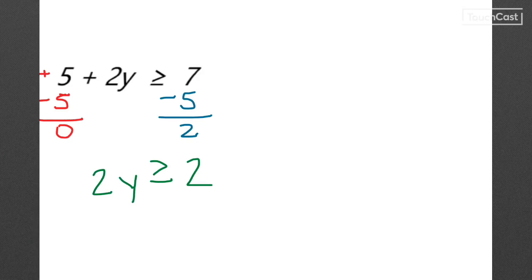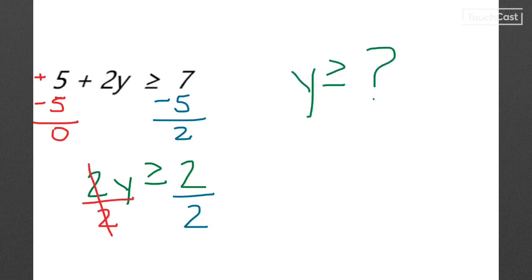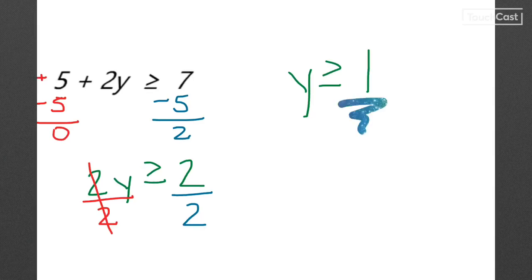The inverse must be division. If I do 2y divided by 2, all that's left is the y, and that's going to be greater than or equal to 2 over 2, because fractions represent division. So what is y equal to, or what could y be equal to?